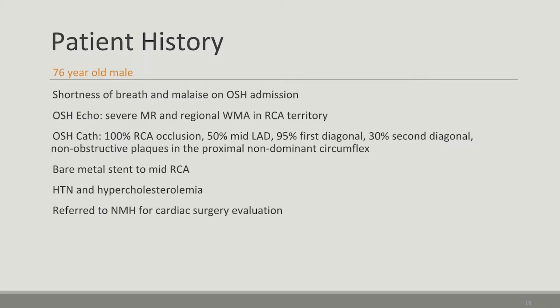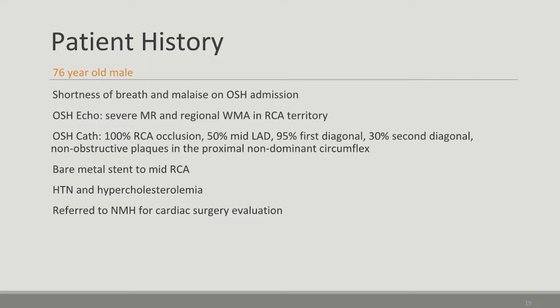Our second case is another common mechanism of MR. This patient is a 76-year-old male with a history of hypertension and hypercholesterolemia. He presented at an outside hospital with shortness of breath and feeling overall sluggish. An echo showed severe MR and regional wall motion abnormalities in the RCA territory.